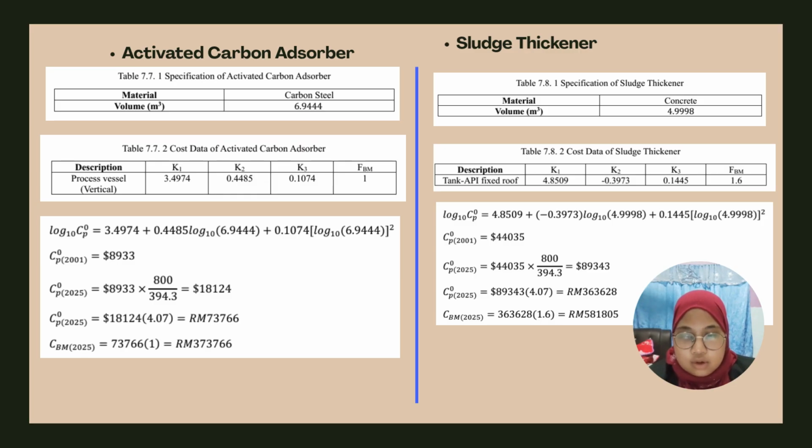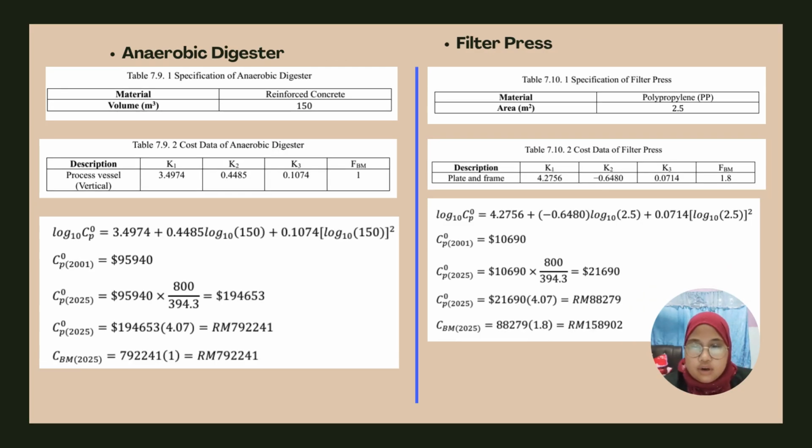Next, for the sludge treatment process, the sludge thickener is constructed from concrete. Concrete is selected because it is highly durable, resistant to corrosion from sludge, and suitable for large stationary settling structure. The estimated cost for the sludge thickener is 581,805 Malaysian ringgit. For the anaerobic digester, we use reinforced concrete, which provides excellent structural stability and durability for long-term anaerobic digestion while resisting pressure and chemical attack from the sludge. The estimated cost of this unit is 792,241 Malaysian ringgit.